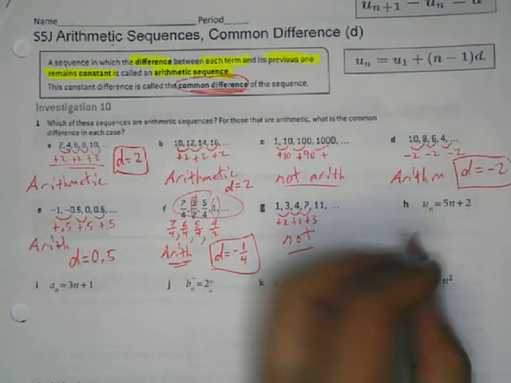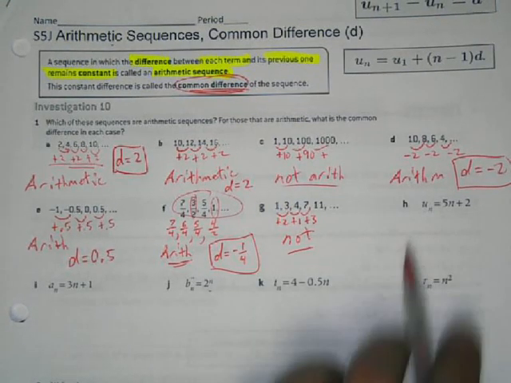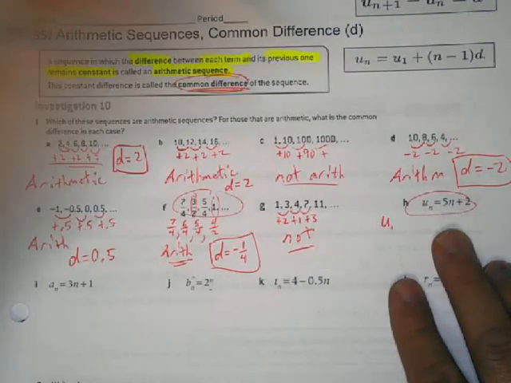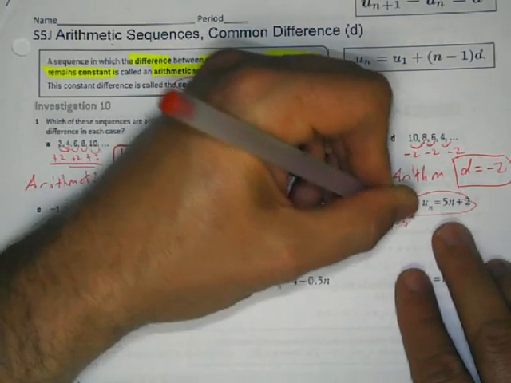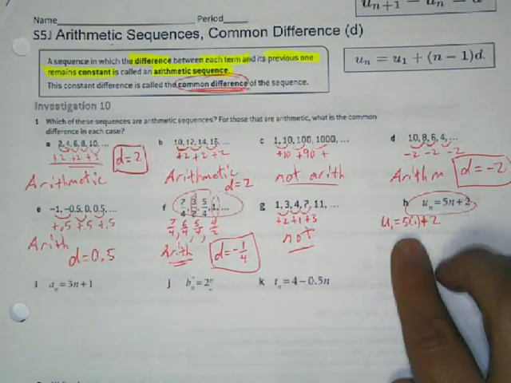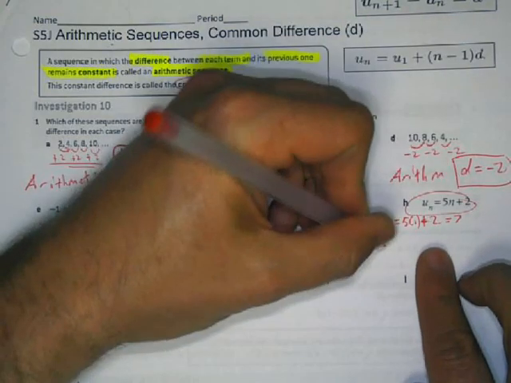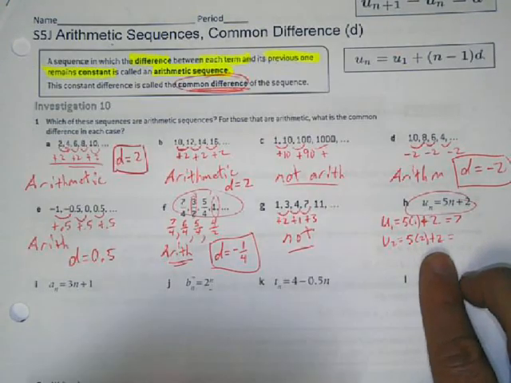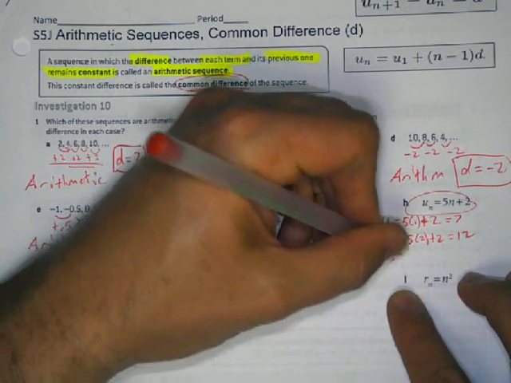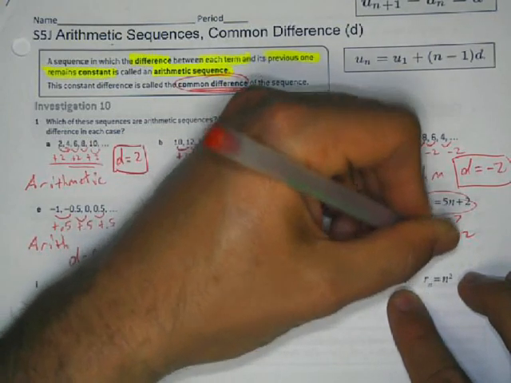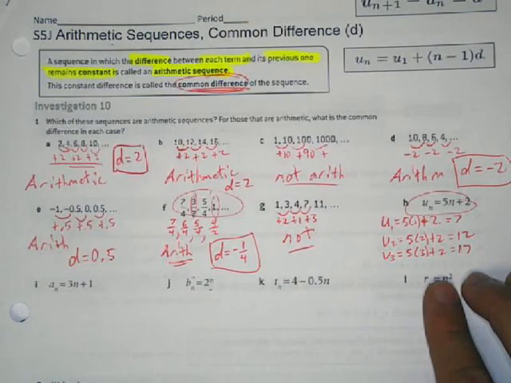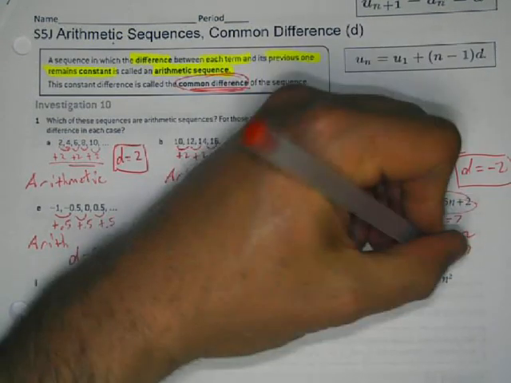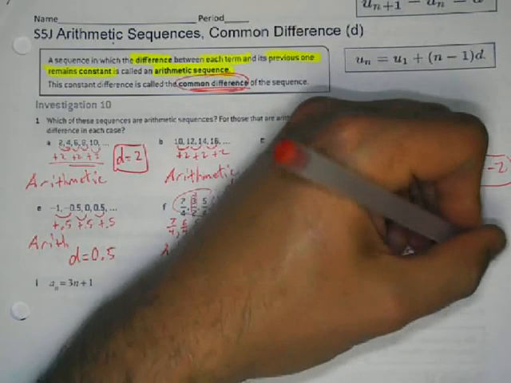Okay, now the next few ones here are a very important process. This is the general form simplified. So if we have u subscript 1, which is our first term, that means I plug in 1 for n. So 5 times 1 plus 2 is going to give me 7. If I plug in 2 for n, I have 5 times 2 plus 2, and that's going to give me 12. If I plug in 3 for n, we get 5 times 3 plus 2, which gives me 17. So here we keep adding 5, so this is arithmetic, and D equals 5.